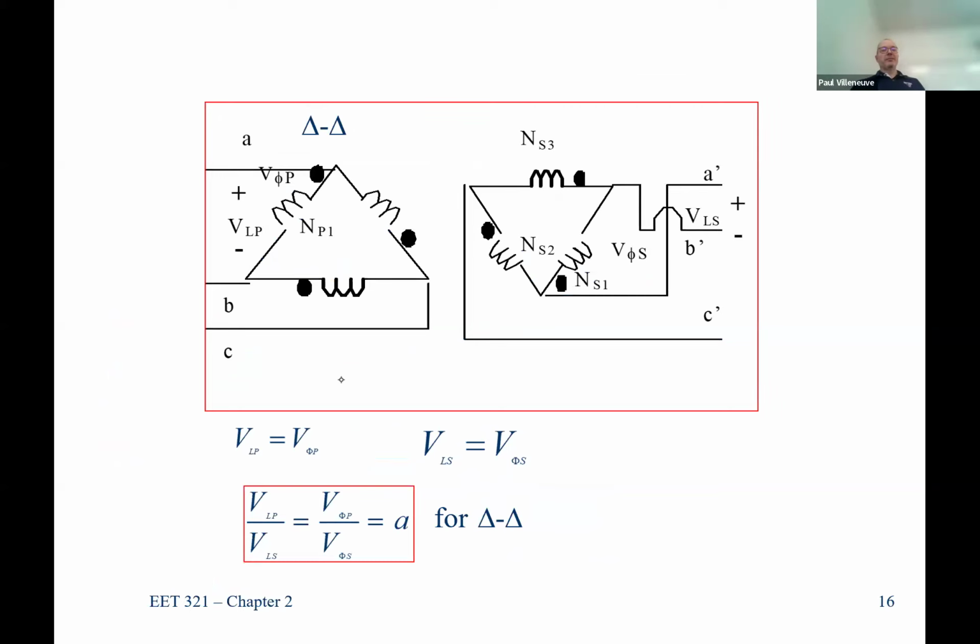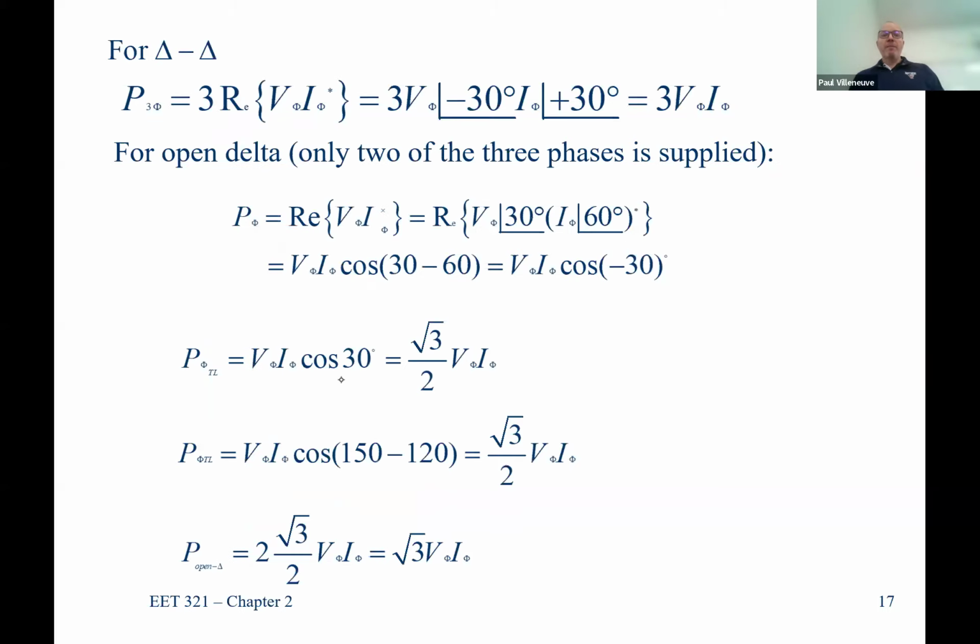Here's a delta-delta. And again, I'm just trying to maintain phase relationships. Turns ratio is exactly the same. No square root of 3 there. Here is an open delta. What's an open delta? I'll pick on Noah because he's got all this power systems experience. What's an open delta?